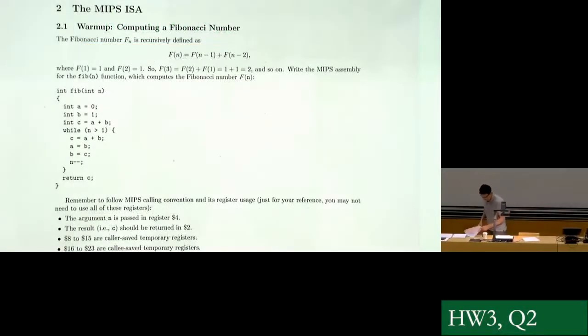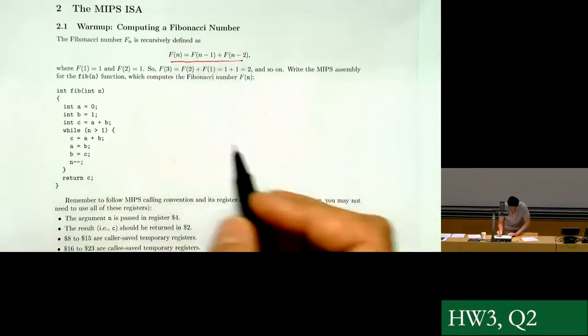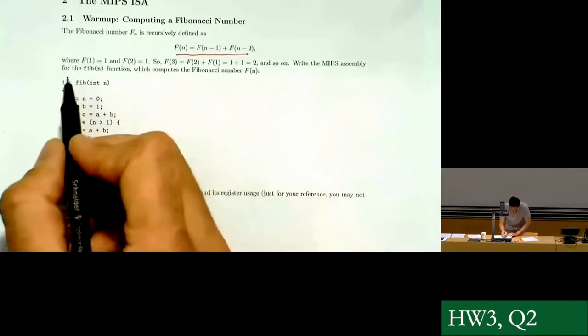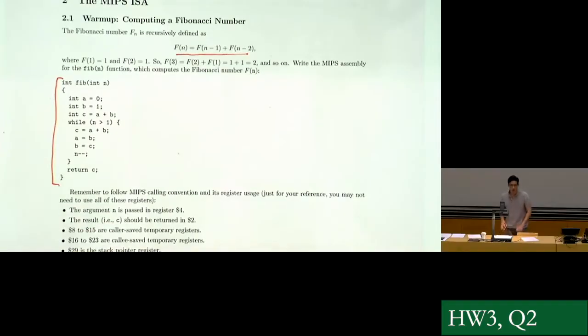Yeah, this question has 2 parts. In the first part, it's a warm-up, computing a Fibonacci number. So this is about writing MIPS code to compute the Fibonacci number. And as you know, this is the expression for calculating the Fibonacci number. And here you have high-level language code, C code, to calculate this Fibonacci number.